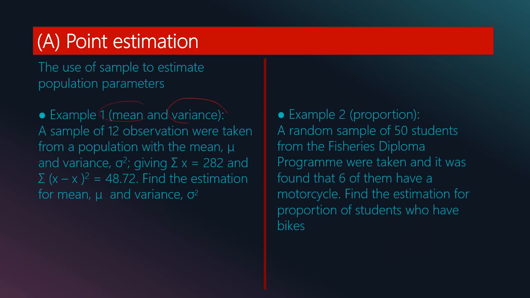For example, a sample of 12 observations were taken from a population with the mean, mu, and variance, sigma square, giving total x equal to 282 and sum of (x minus x bar) square equal to 48.772. So this is how dispersed the individual data are from the mean. It should be x bar here. Find estimation for mean, mu, and variance.